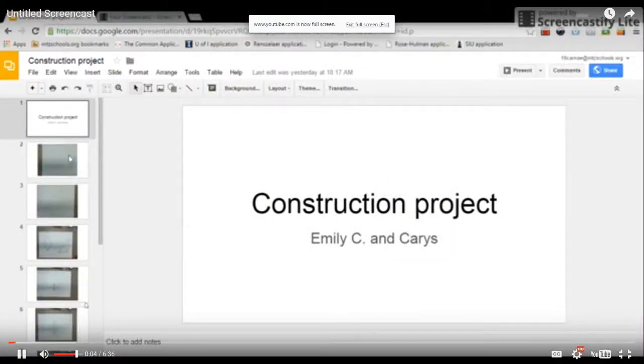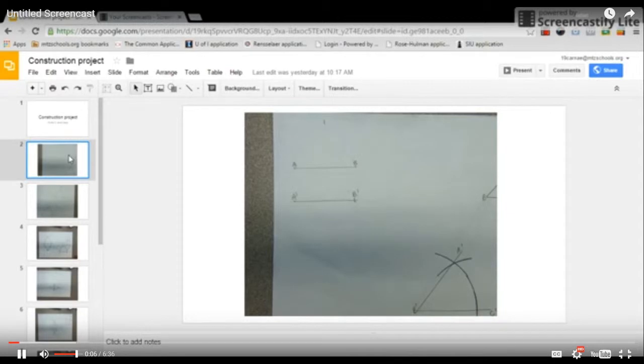By Emily and Kara. On the first one, we are copying line segments. First, we drew 2 points.